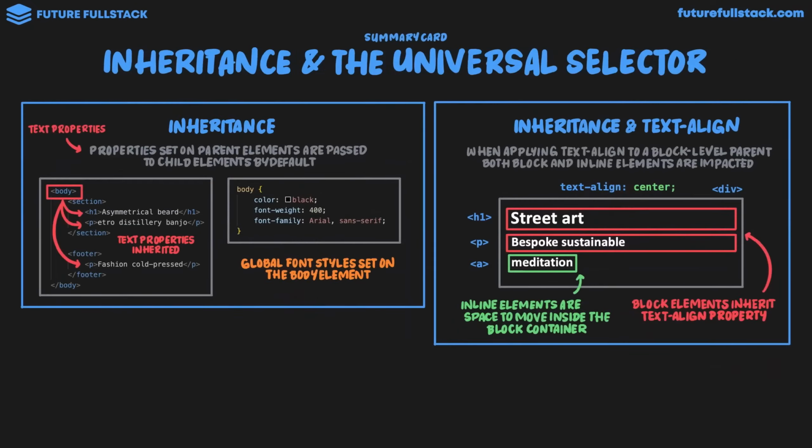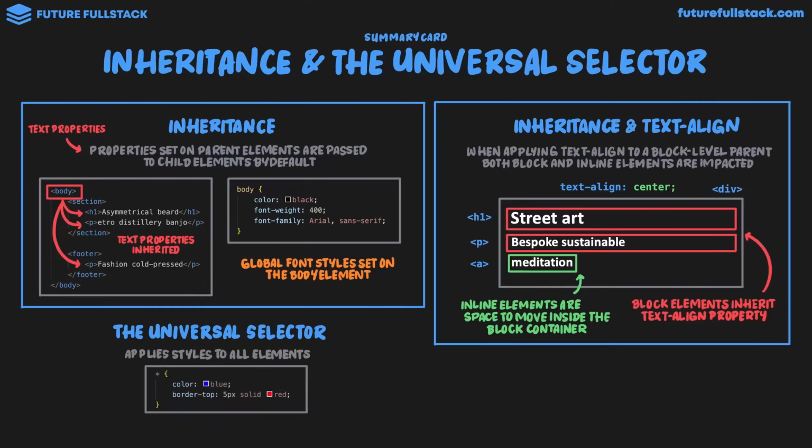So let's finish up by continuing to add to our summary card inheritance and the universal selector. We looked at the universal selector, which applies styles to all elements. The universal selector is an asterisk symbol, and in this example, the color blue and border top is applied to every single HTML element. We saw that the guidance was the universal selector is most commonly used for resetting default styles.